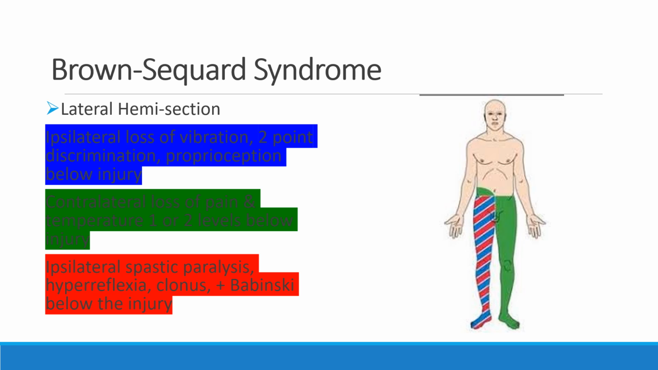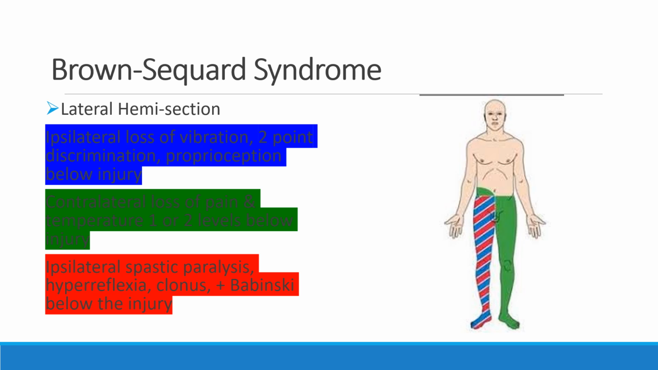Another one here for you is kind of bright. Okay, so lateral hemisection here, so ipsilateral loss of vibration, 2-point discrimination, proprioception. That's our dorsal columns. Contralateral loss of pain and temperature. And the note here is that it would be 1 to 2 levels below the injury because of the way that the corticospinal tract descends. Ipsilateral spastic paralysis, hyperreflexia, clonus, Babinski, below the injury.